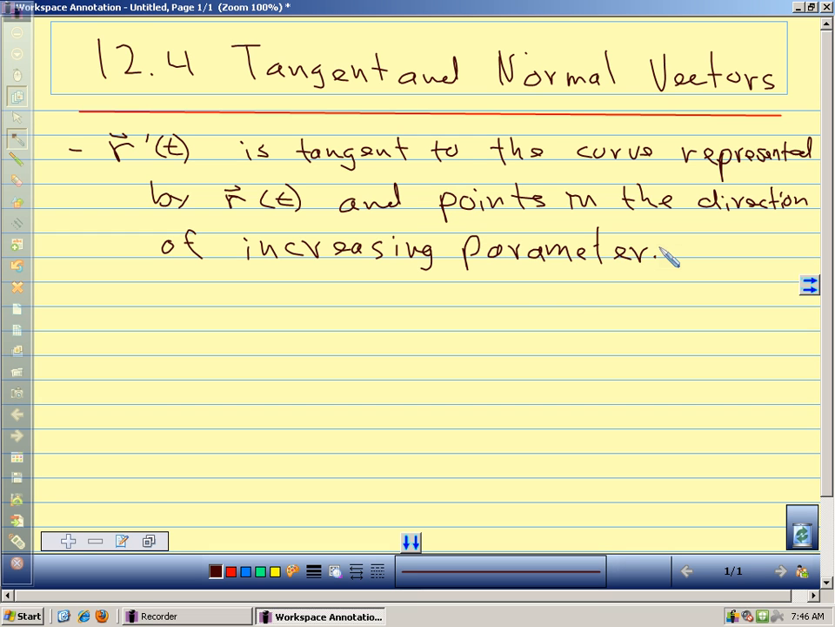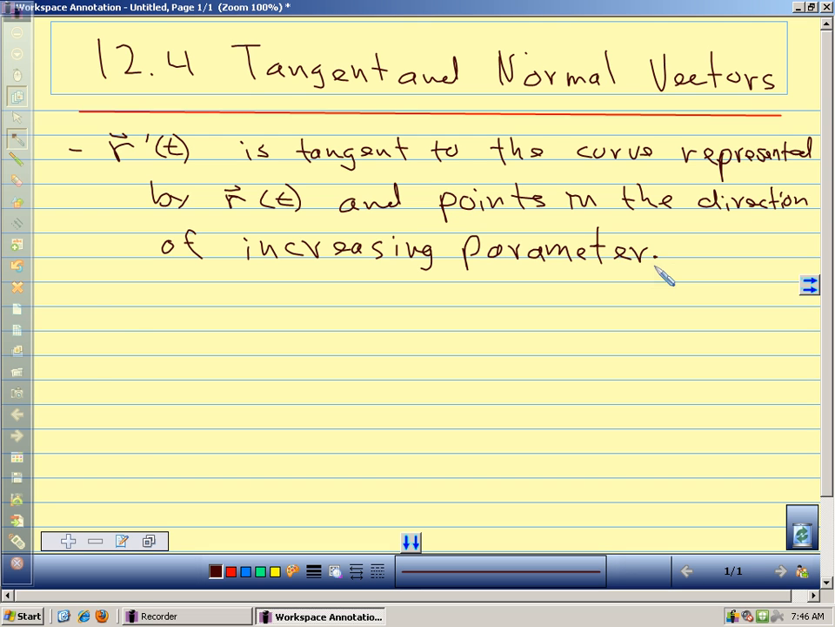So again, on Friday we talked about r of t being a position vector. r prime of t would be the velocity, and in general our parameter can be anything, and our r of t can be any vector valued function. It doesn't have to be a position vector, and we don't have to be talking about time as a parameter.